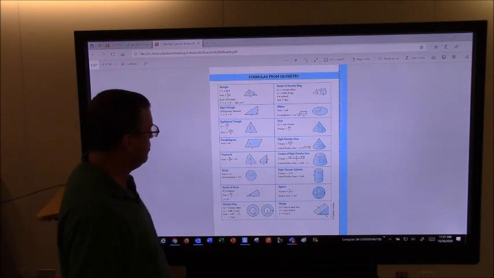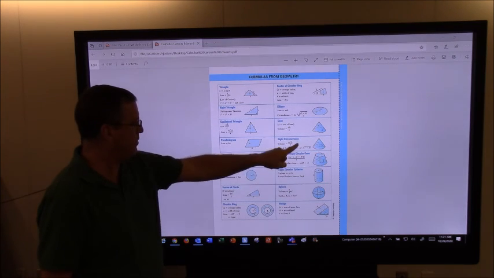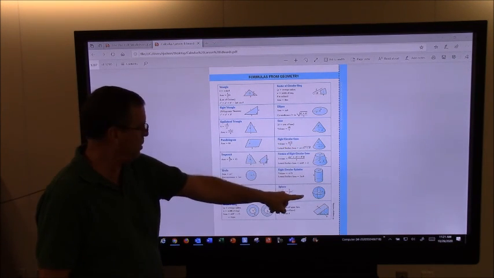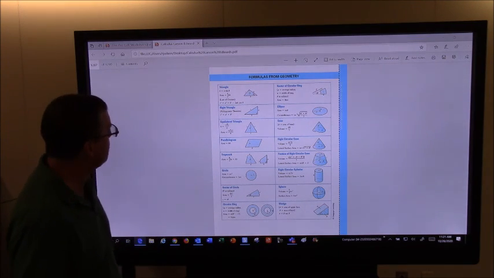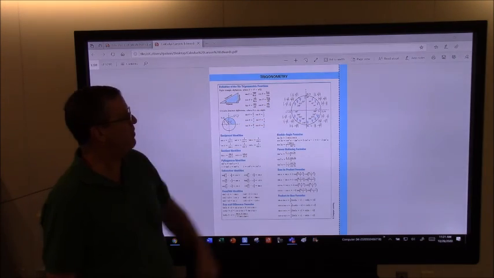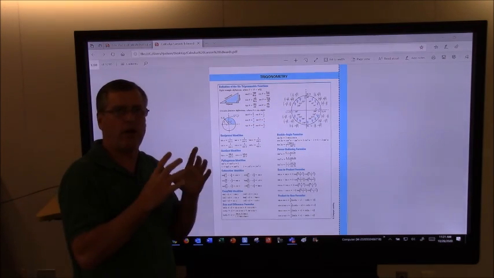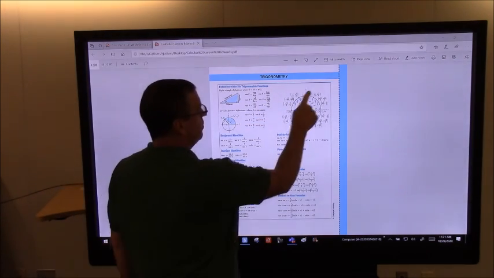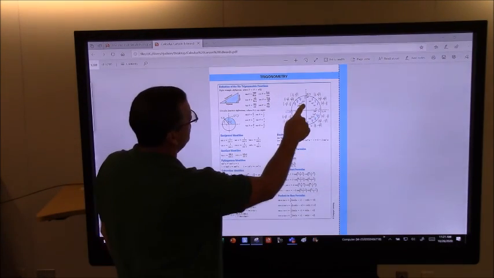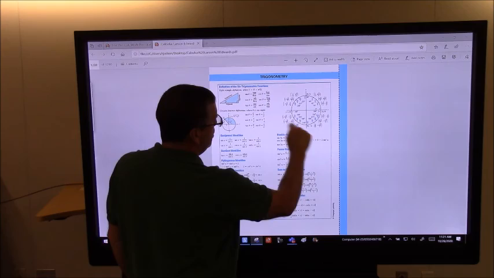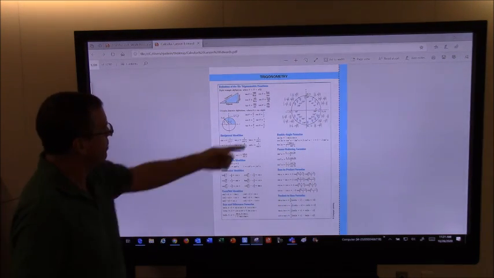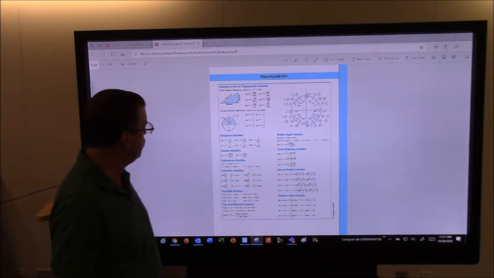Here's some geometry stuff, some formulas. We're going to have to know some of this stuff, how to find the volume of a cone or a sphere at some point. But here's all of our trig stuff, right? There's the unit circle. If you wanted a good unit circle available, use your snipping tool, which is on your computer, and snip a picture of this and then print it out.